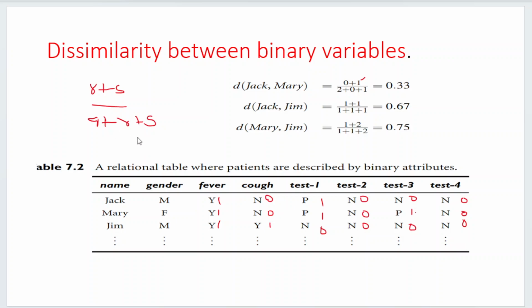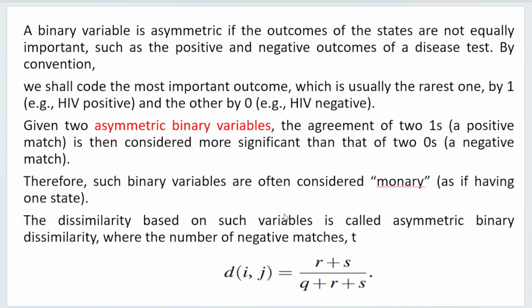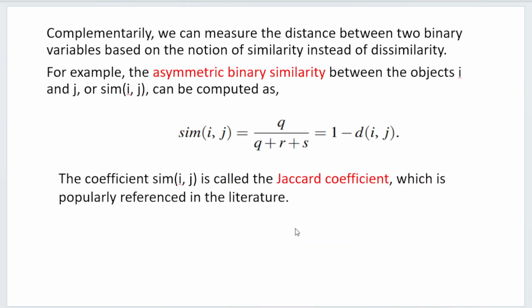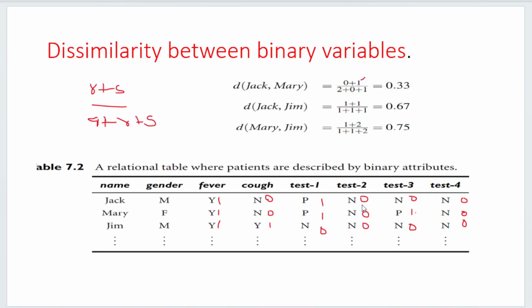Next, what is my q value here? Let us check my table. Where is the q value? It means 1 1. Q value will represent 1 1. See, where is my 1 1 value here? So here 1 1 value is there, here 1 1. 2 times it is repeated. So I'm going to replace my q value with 2.